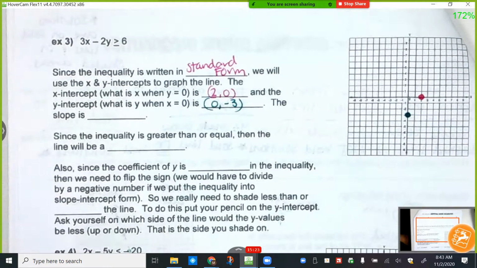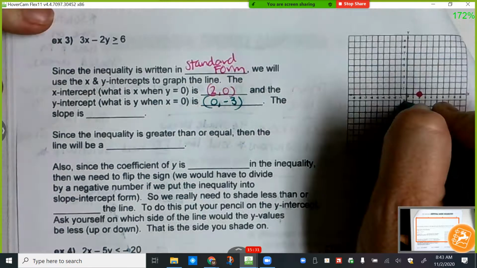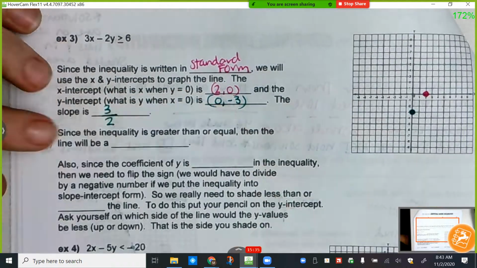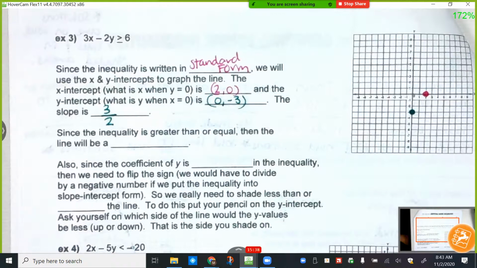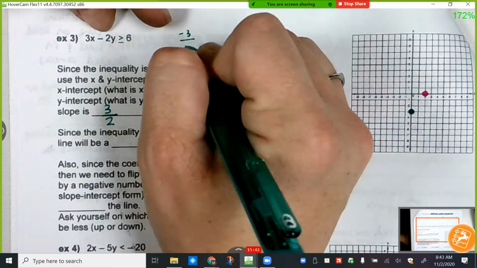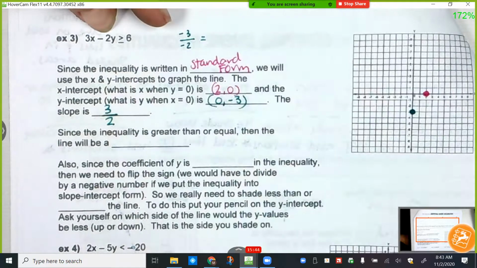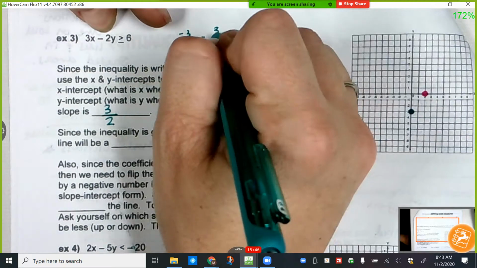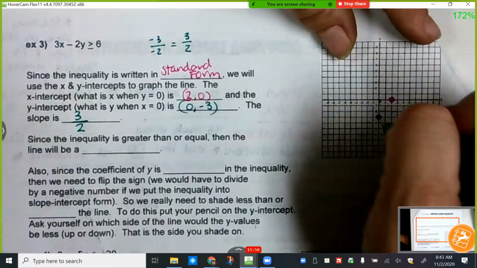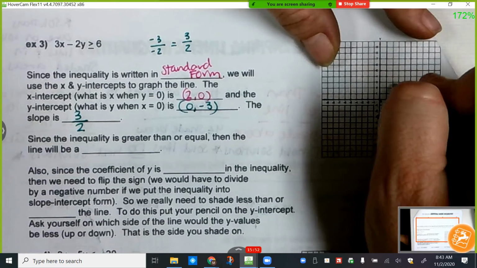Now, I want you to realize there are 2 ways to find slope. Could we just go to the 2 points we just plotted and do our rise over run? Yeah, which would give us rise 1, 2, 3, run 1, 2. So we know our slope is 3 over 2. Now, I want you to also realize we could have done opposite of A, which would have been negative 3 over B, which is negative 2, and 2 negatives make a positive. So did it match? Yes. So rise 3, run 2.